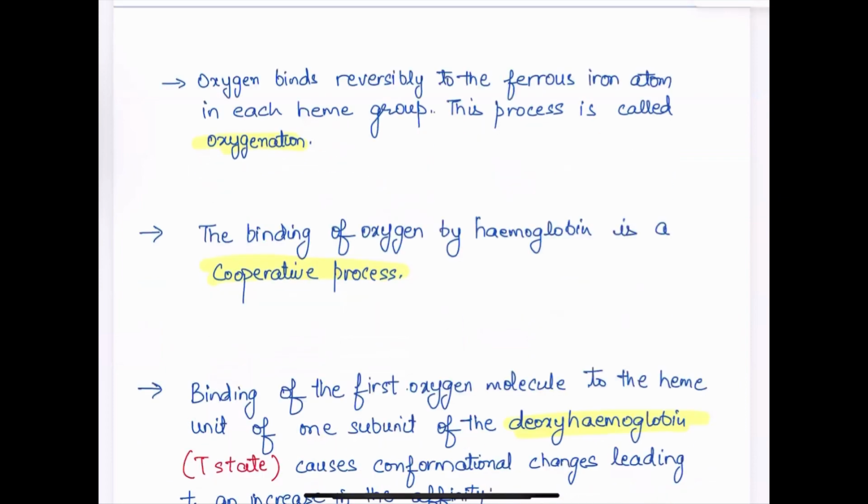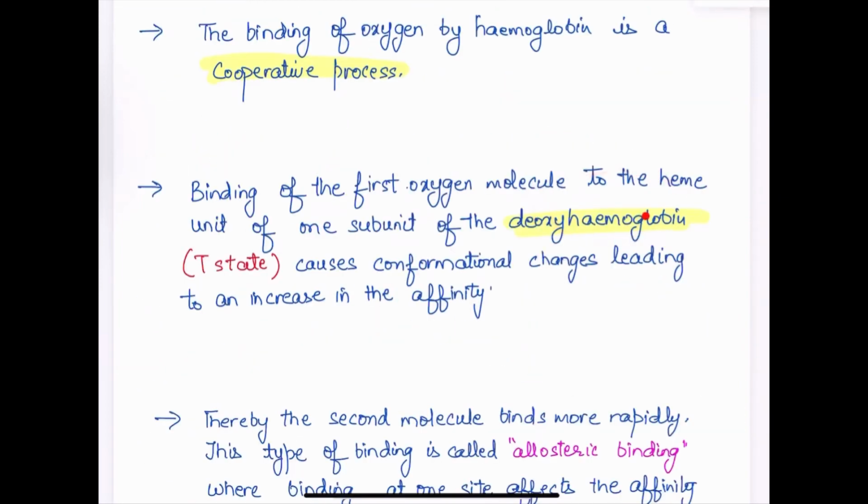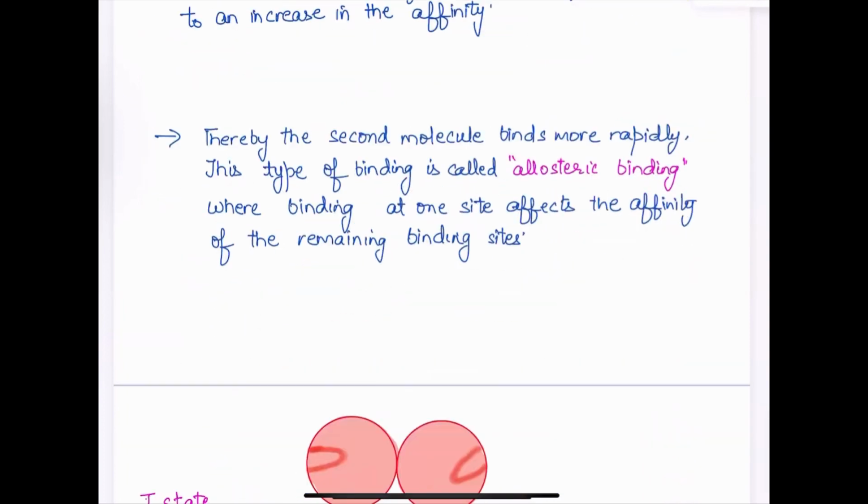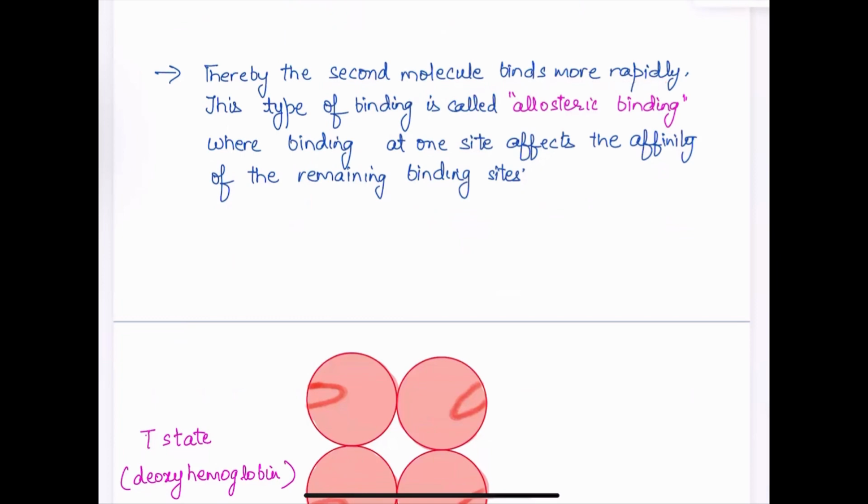So the hemoglobin molecule has 2 states, T state, that is called tense state, and R state, that is called relaxed state. T state is a deoxyhemoglobin state. When first oxygen molecule binds to the heme unit, the deoxyhemoglobin T state causes conformational change, leading to an increase in the affinity. And thus the second molecule binds more rapidly, and this type of binding is called allosteric binding. In this binding at one site affects the binding of the remaining binding sites.